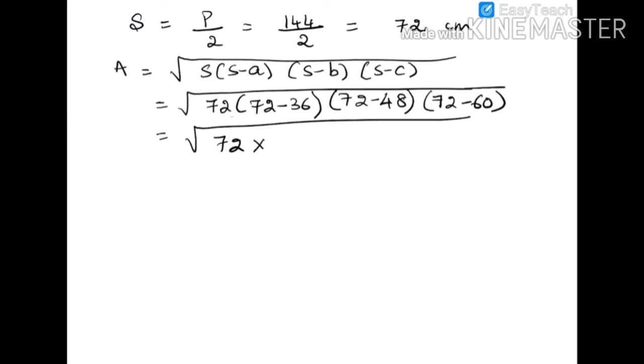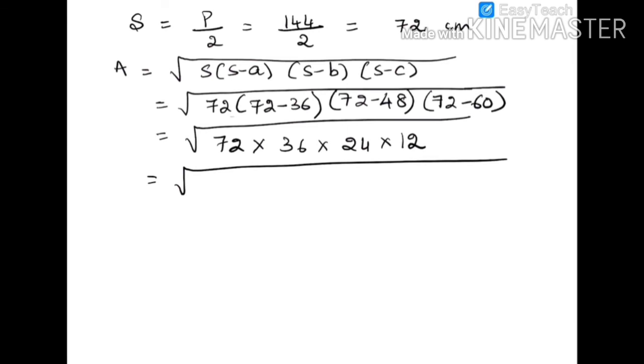So, we have 4 numbers under the square root, that is 72 into 36 into 24 into 12. Now, factorize each of these numbers. 72 can be written as 12 into 6, 36 can be written as 6 into 6, 24 can be written as 6 into 4 and 12 we will write as 3 into 4. We can further write 12 as 3 into 4.